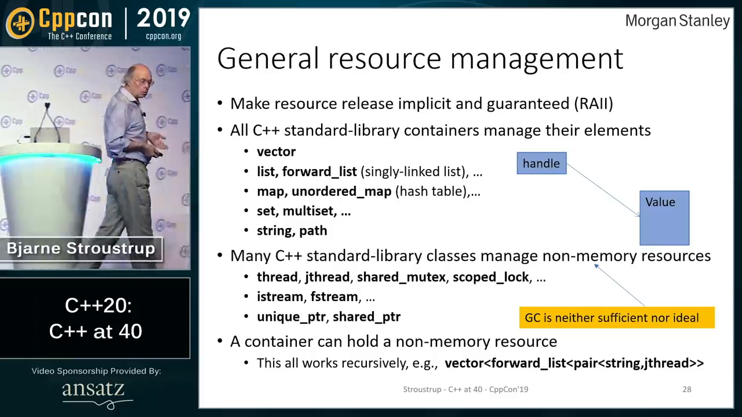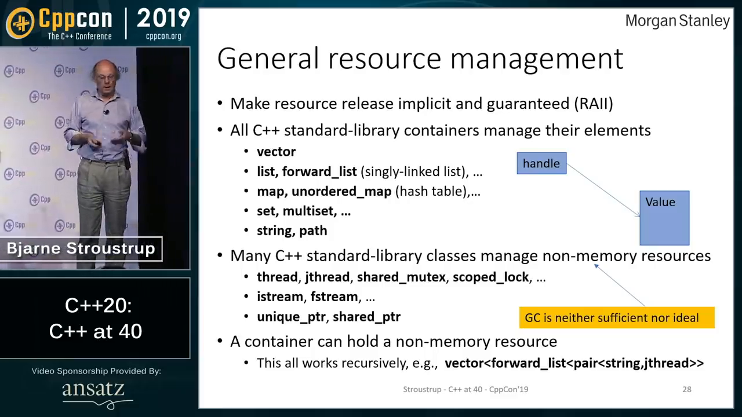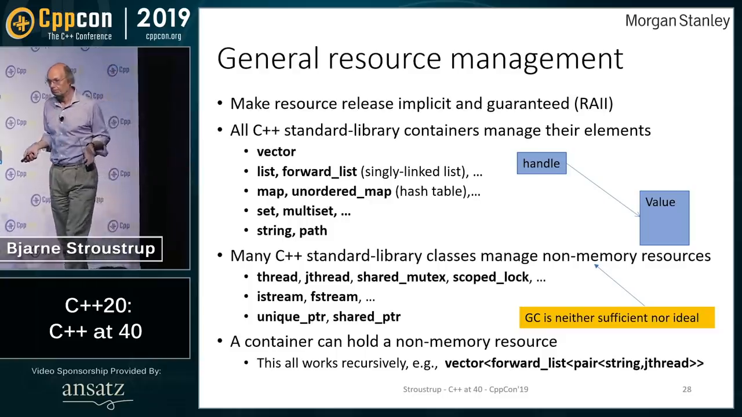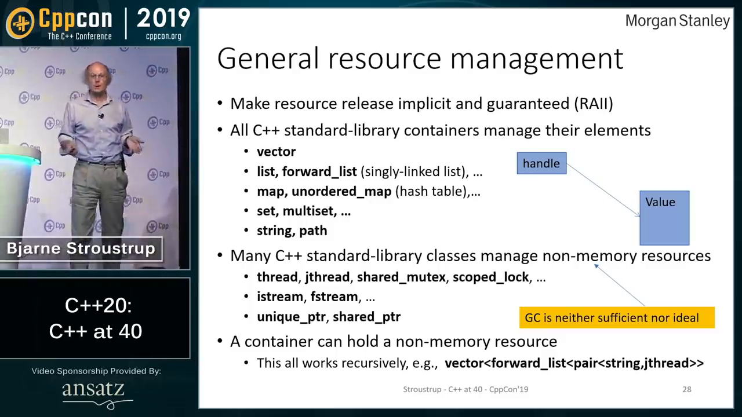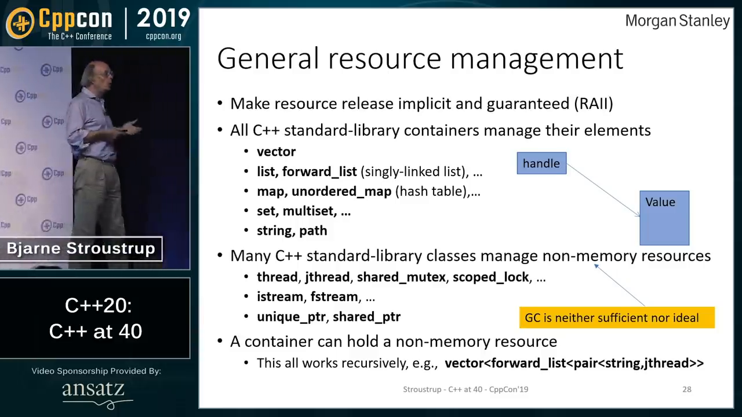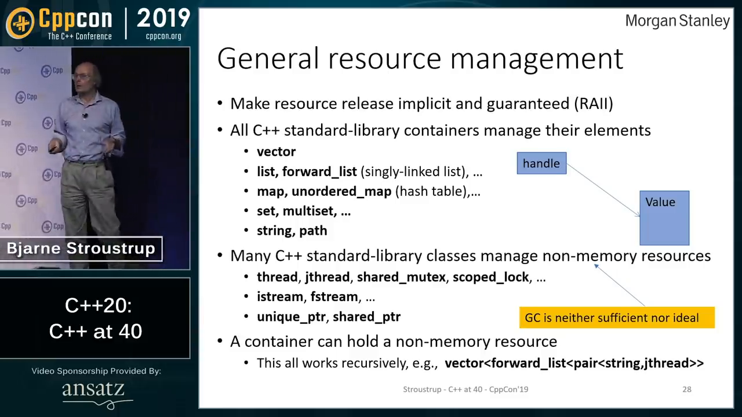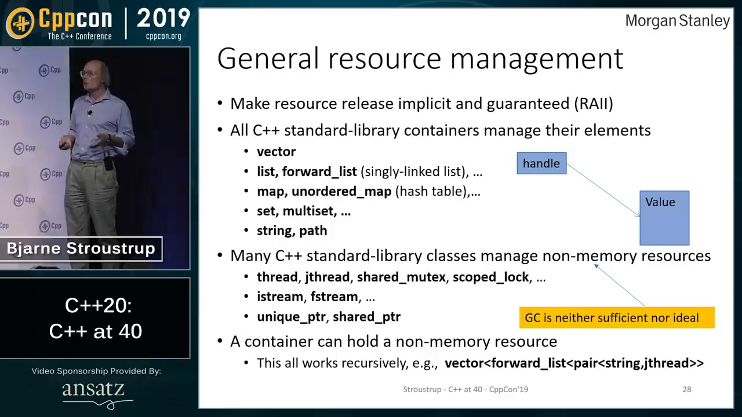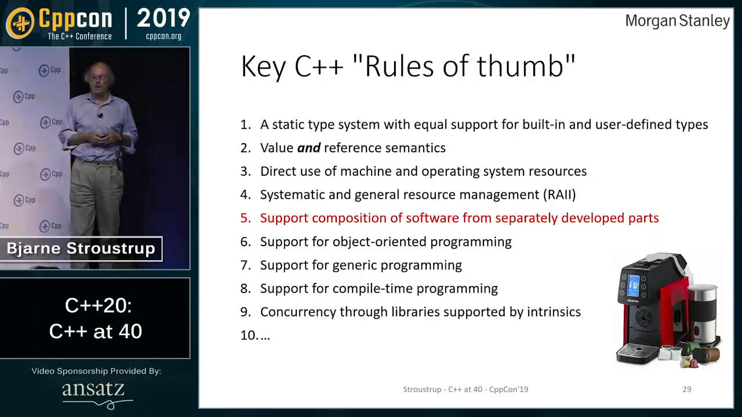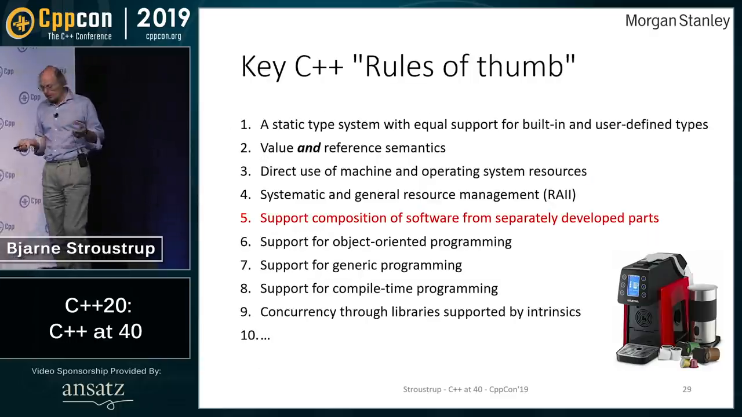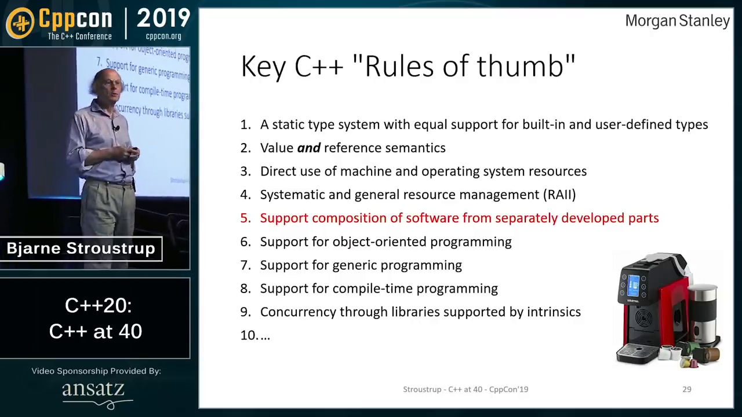And of course, again, all of this works recursively. So I can have a vector of a forward list of a pair of a string and a jthread. Ta-da. Things have to work in composition, in collaboration. This is how we get reasonably simple and maintainable code. So, back to this list of rules.